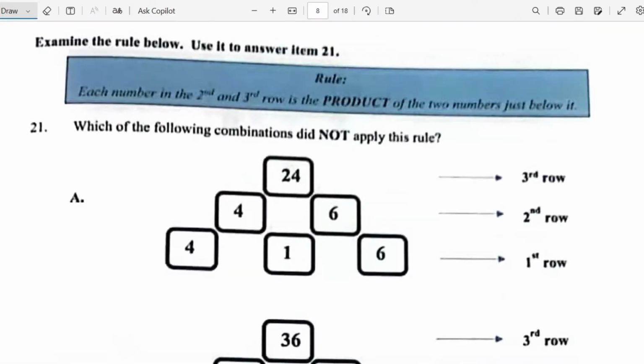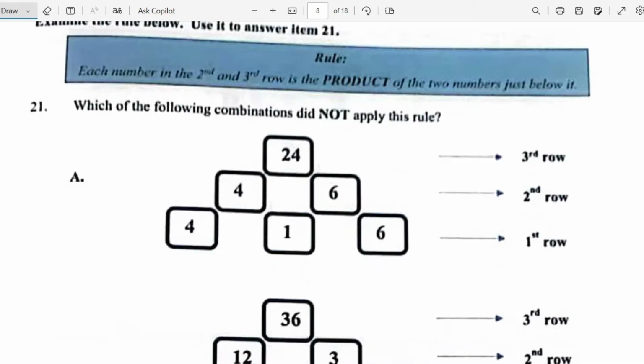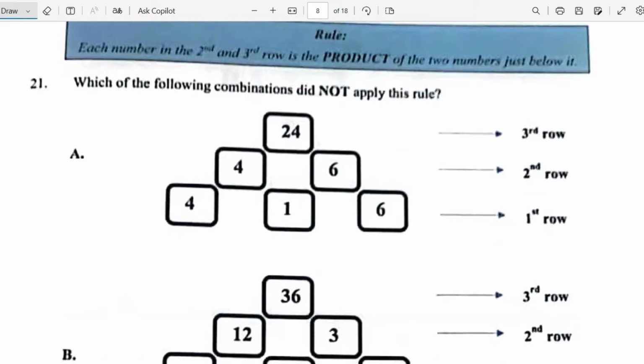All right, so here's part 2 of the 2025 ability test paper. Let's get right into it. Examine the rule below. Use it to answer item 21. Each number in the second and third row is the product of the two numbers just below it. That's the rule. Which of the following combinations did not apply to this rule?